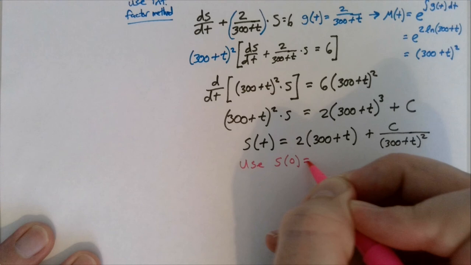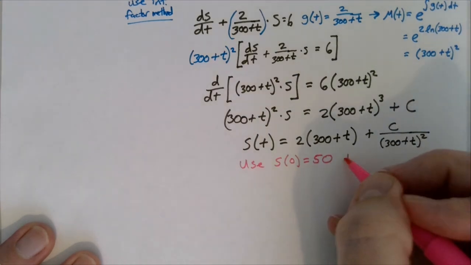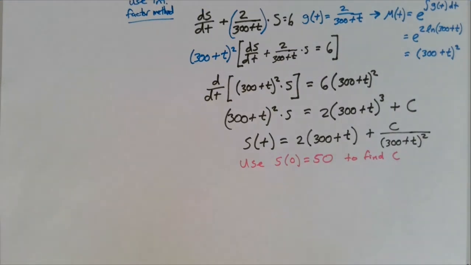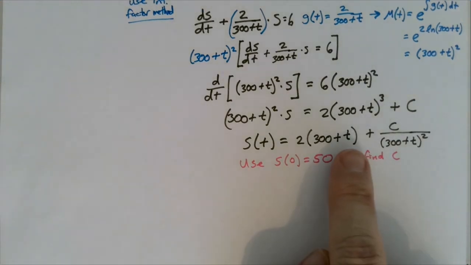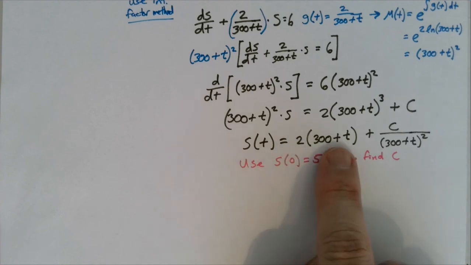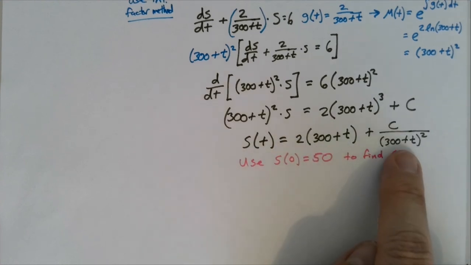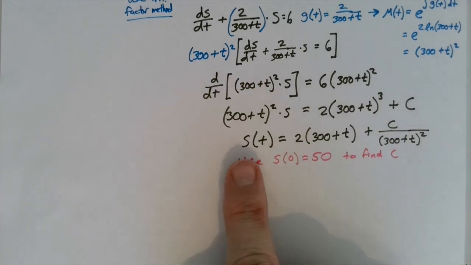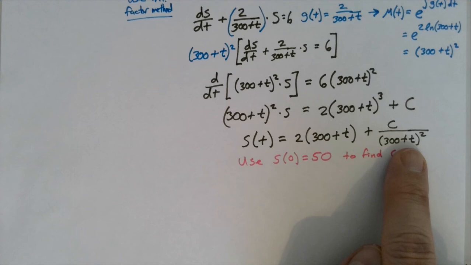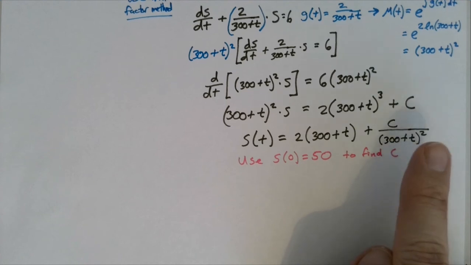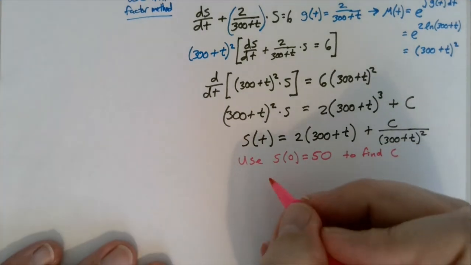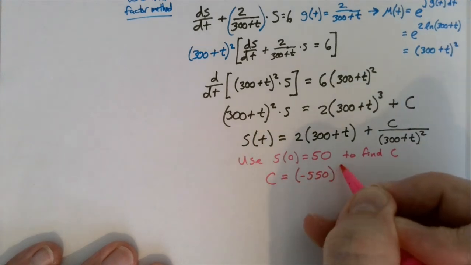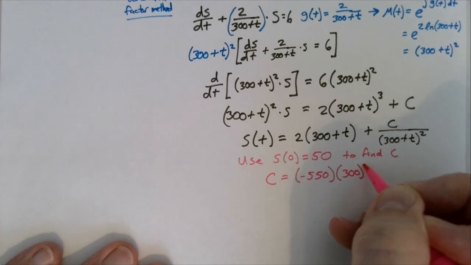S of 0 equals 50, to find the particular constant C. Now, plugging in 0 for t means this just becomes 600. The bottom here is just 300 squared. And so it's going to be 50 minus 600 times 300 squared. So it's going to be kind of an ugly looking number. C turns out to be just negative 550 times 300 squared, right?